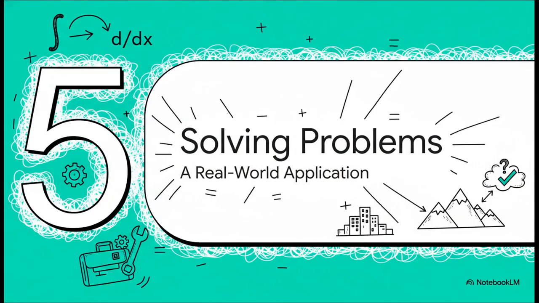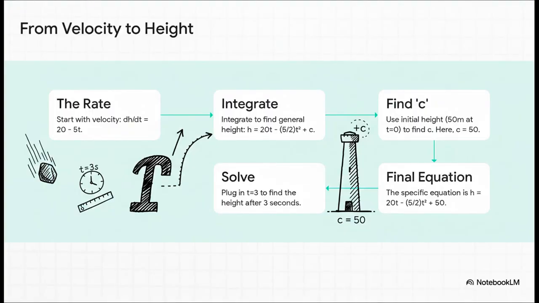So, we have the core concept, we've got the rules, and we know the traps to avoid. But why does any of this matter? Let's see how it all comes together by using our new toolkit to solve a real-world problem. This example brings the whole thing to life. So, step 1, we start with a rate, the stone's velocity. Step 2, we integrate to get a general formula for its height, which includes our good friend plus C. Then, step 3, we use an initial condition, the fact that it started on a 50-meter high tower, to solve for C and pin it down. Step 4, we write out our final specific equation. And with that, we can answer the actual question.